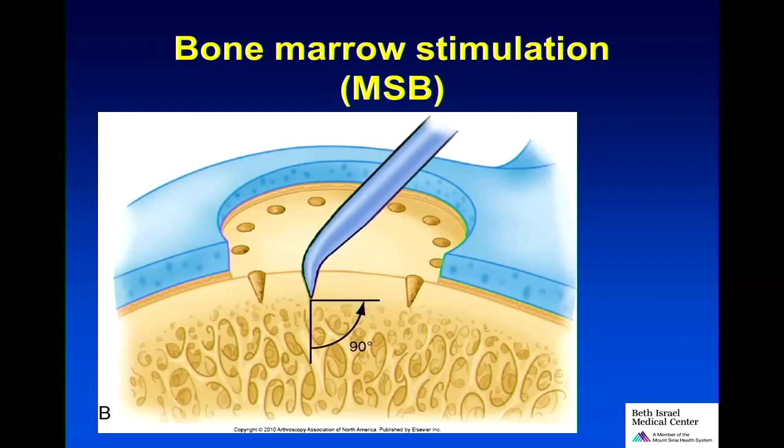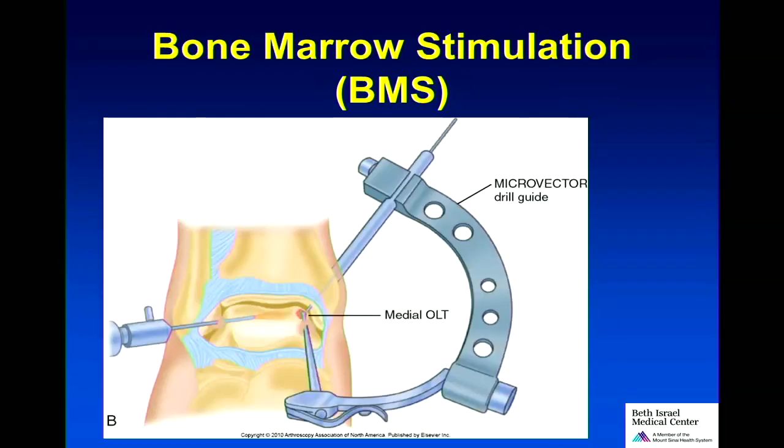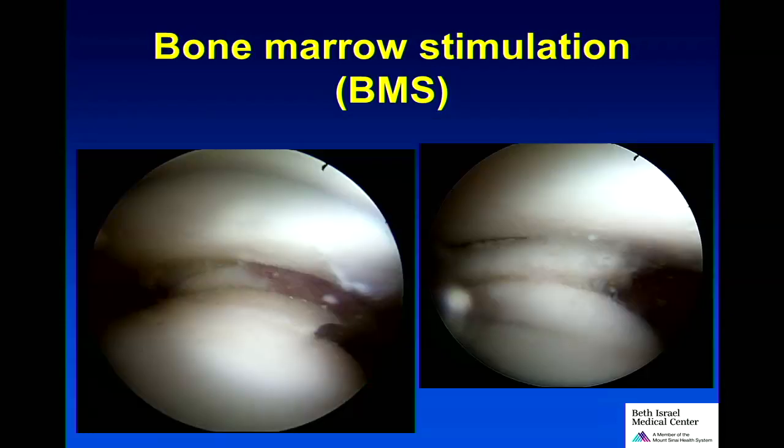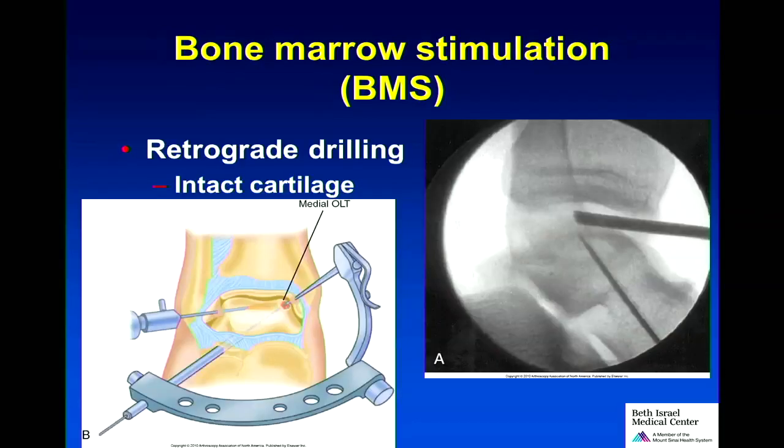The microfracture technique is done at a perpendicular angle to the bone, fracturing to a depth of 2 to 3 millimeters, 3 to 4 millimeters apart, with the intent of forming this mesenchymal clot. The other technique is a drilling technique, which is helpful for more posterior lesions and utilizes this microvector guide. It could be achieved transmalleolar or transtalar. Here's an example of a medial lesion of the talus, which was debrided and then microfractured.